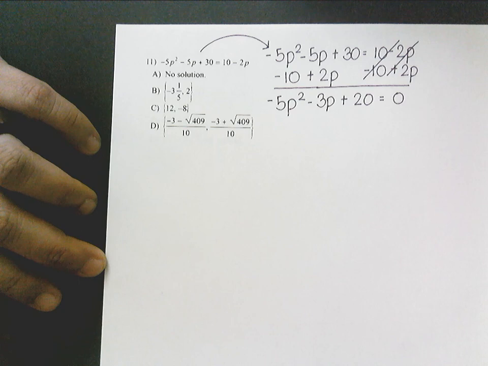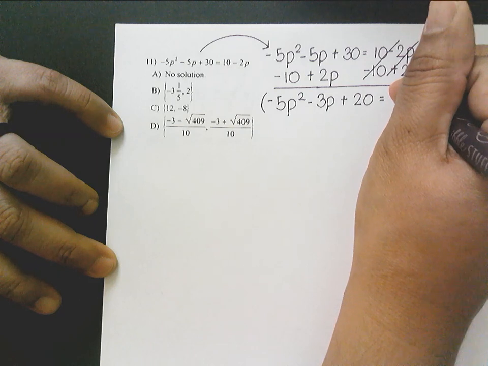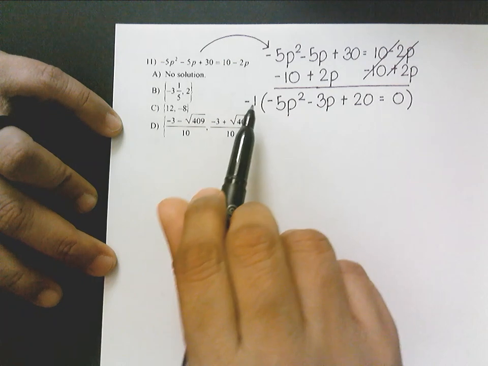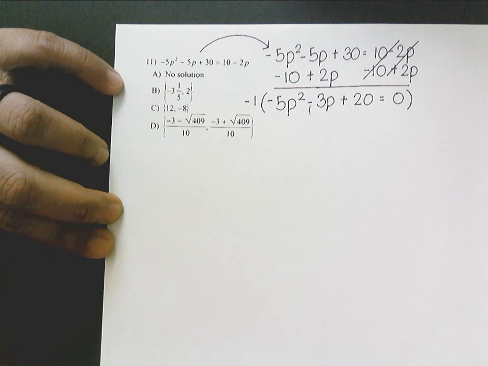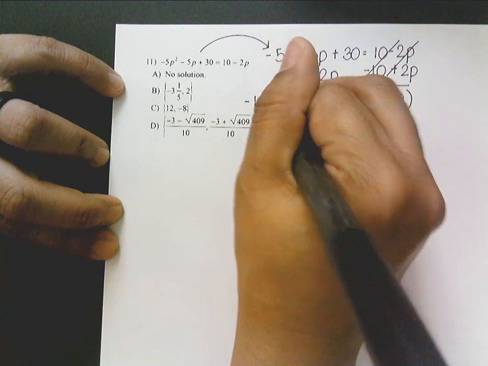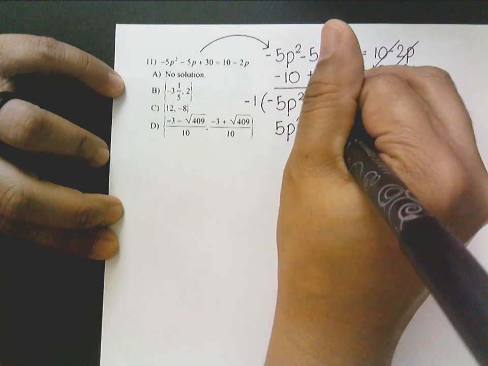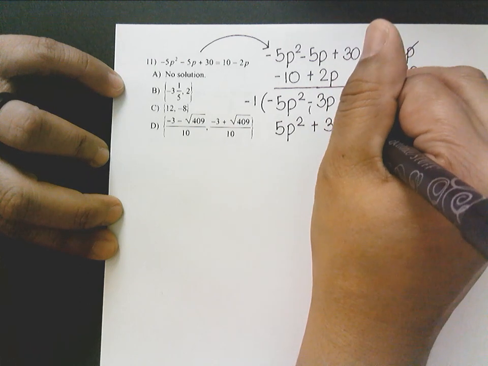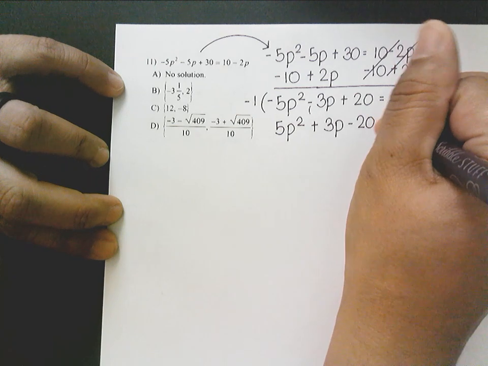But I have to get rid of that negative. So I'm going to multiply everything by negative 1. When I multiply everything by negative 1, it's going to change everything in parentheses to the inverse. A negative times a negative is a positive 5p squared. A negative times a negative is going to be a positive 3p. A negative times a positive is going to give me negative 20. And a negative times 0, of course, is going to give me 0.